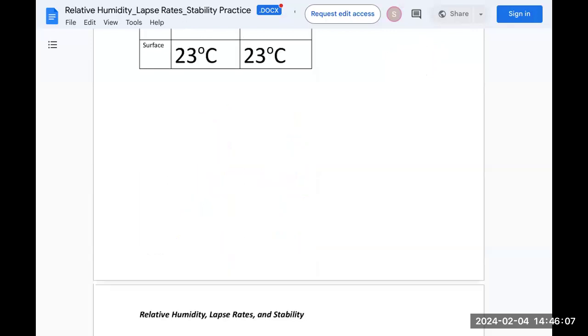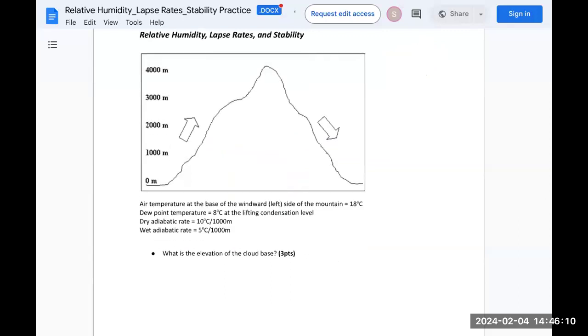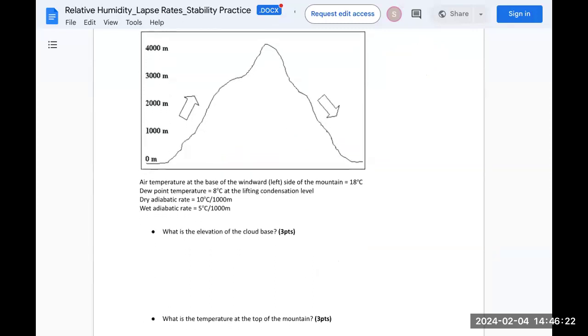And the last question is the little orographic lifting question, or an air mass moving over a mountain. Again, I gave you the parameters. The air temperature at the base is 18 degrees Celsius. The dew point at the lifting condensation level is 8 degrees Celsius. And the dry rate is 10, the wet rate is 5. I left that the same as the previous question. I was not that nice to you on the lab, so again, please pay attention to the information in the question. So the first question is, what's the elevation of the cloud base?